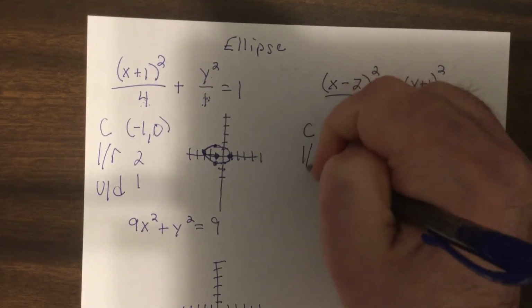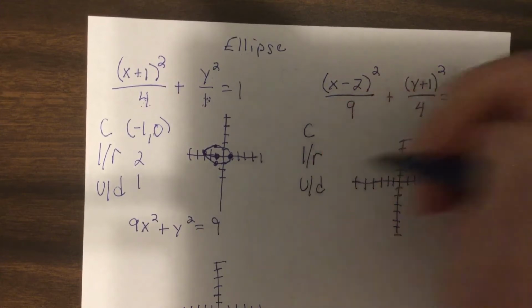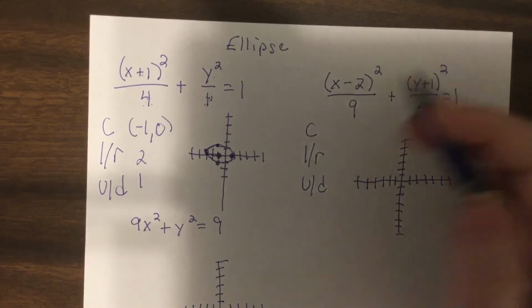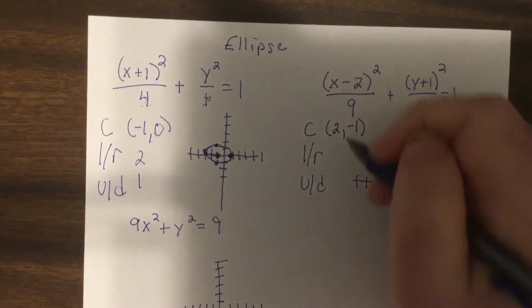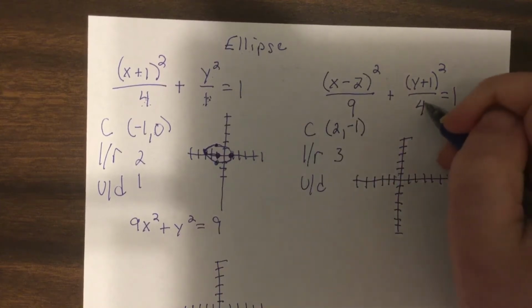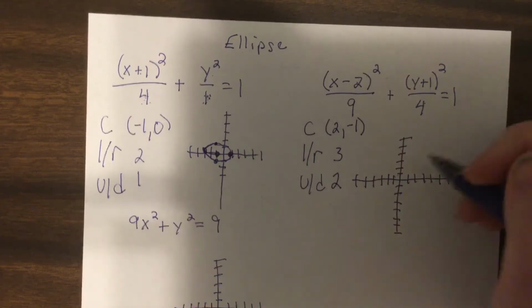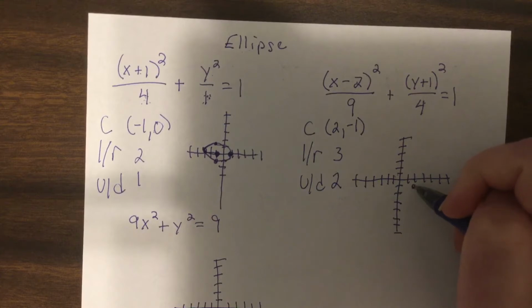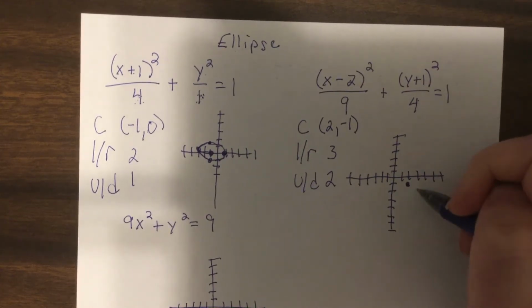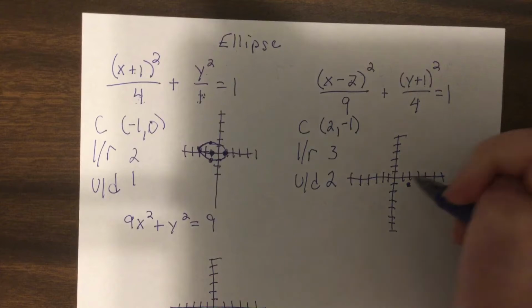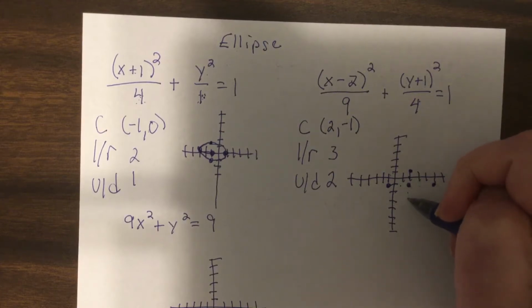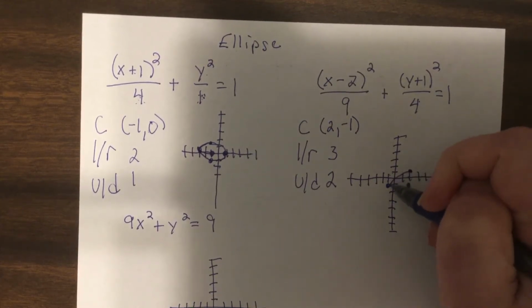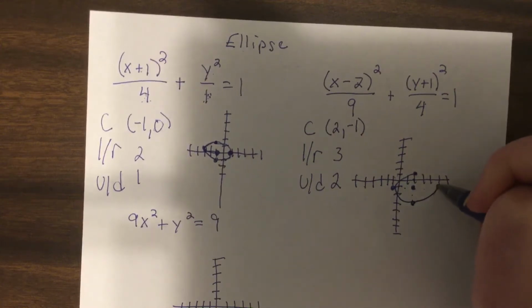The CLRUD. So the center is going to be 2, -1. You go left, right, 3, up, down, 2. So 2, -1. Left, right, 3, 1, 2, 3. Up, down, 2. 1, 2, 1, 2. So, whoa, mercy.